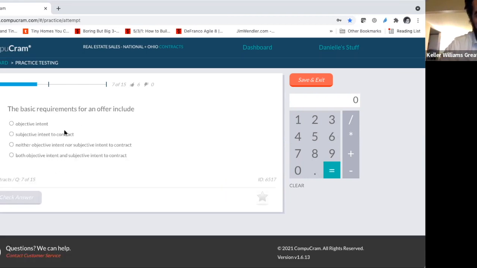Right, the basic requirements for an offer include A, objective intent, B, subjective intent, C, neither objective nor subjective intent, or D, both objective and subjective. Which one is it?